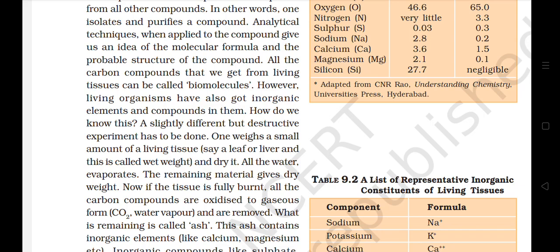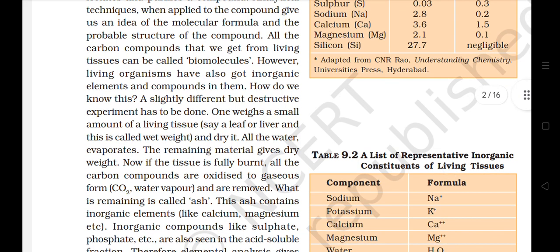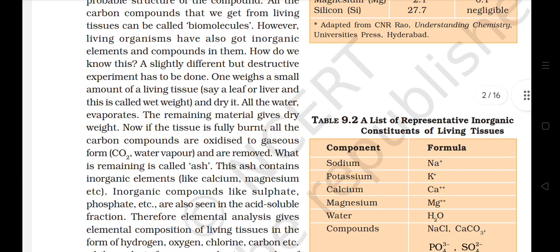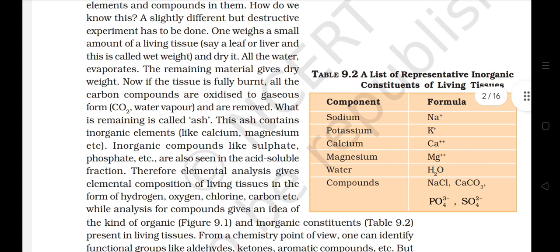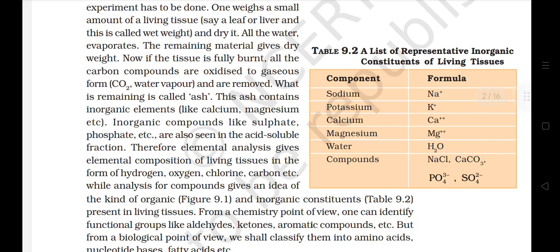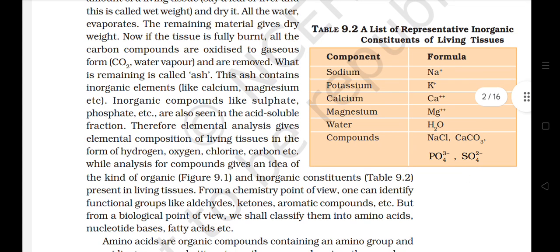Analytical techniques, when applied to the compound, give us an idea of the molecular formula and the probable structure of the compound, and all the carbon compounds that we get from living tissue can be called biomolecules. However, living organisms have also got inorganic elements and compounds in them. How do we know this? A slightly different but destructive experiment has to be done. One weighs a small amount of a living tissue, say a leaf or liver, and this is called wet weight, and dries it. All the water evaporates, and the remaining material gives dry weight.